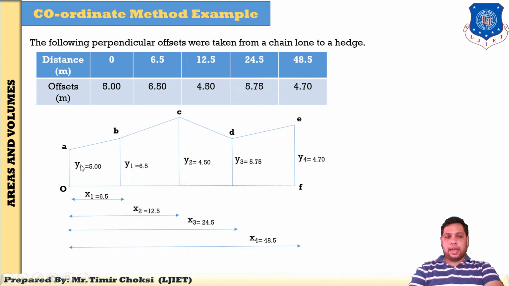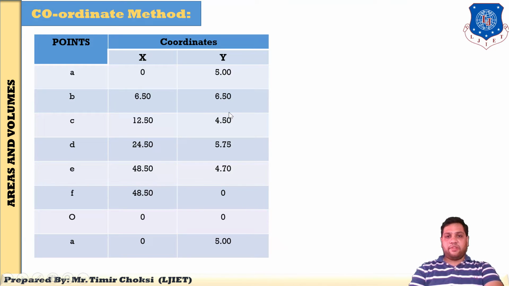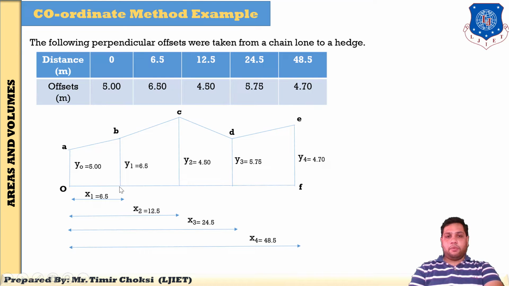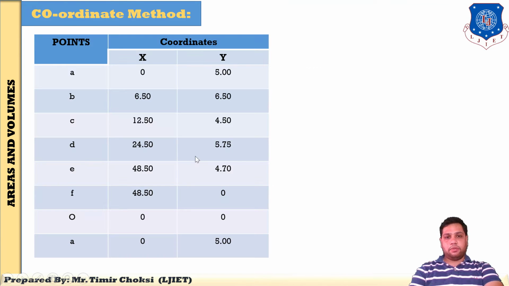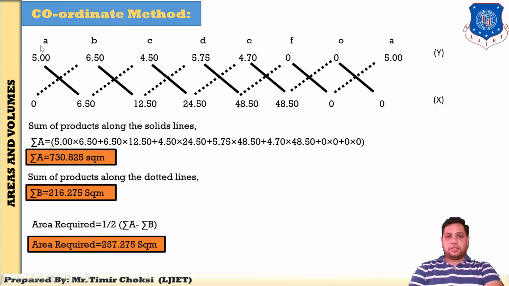Similarly, B point x coordinate is 6.5 and y coordinate is 6.5. C point x coordinate is 12.5 and y coordinate is 4.5. So here I have written 12.5 and 4.5. Similarly, you write all the coordinates of all the points. Now next step: first you write the points, then you write all the y coordinates, and then you leave a blank line of 3 to 4 and then you write the x coordinates.